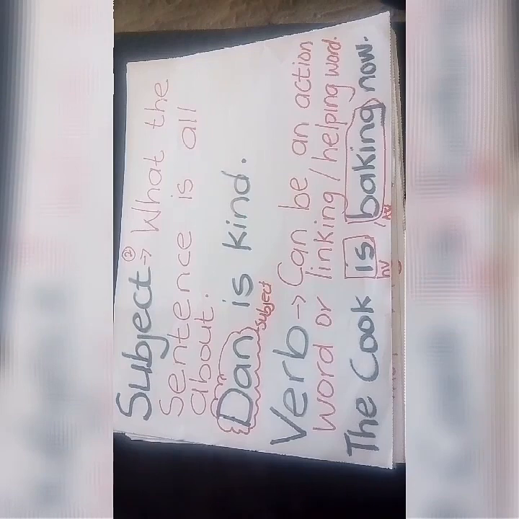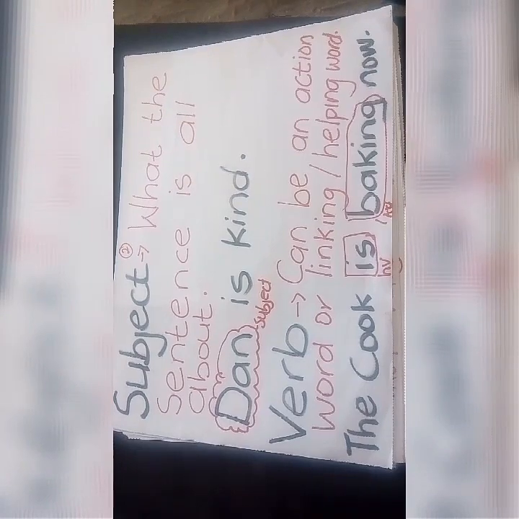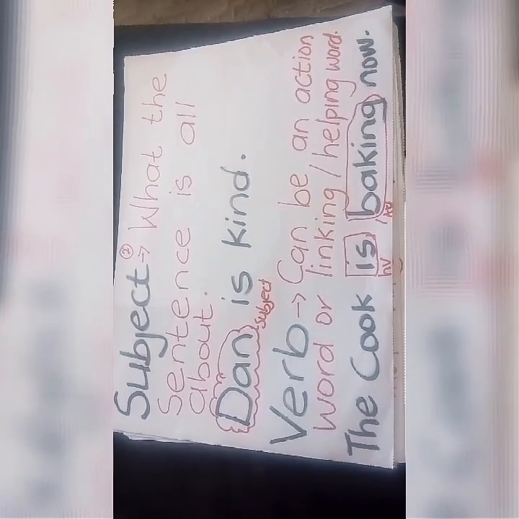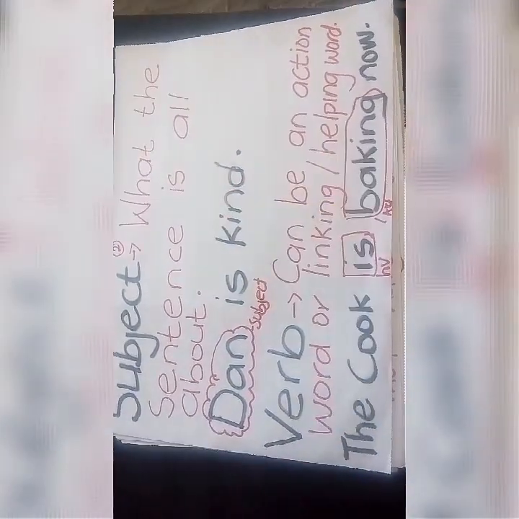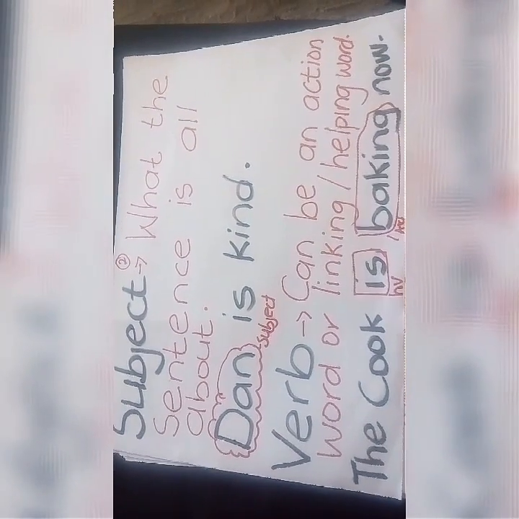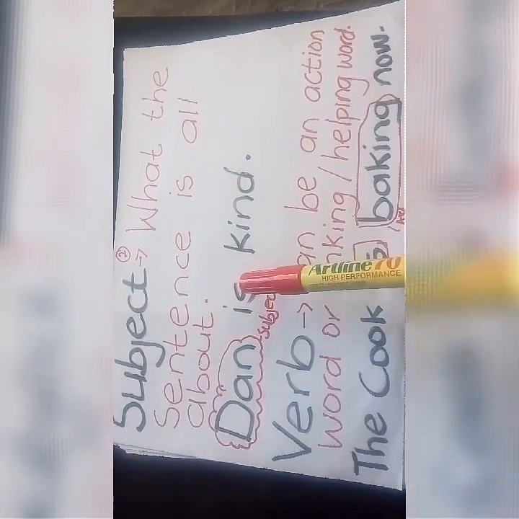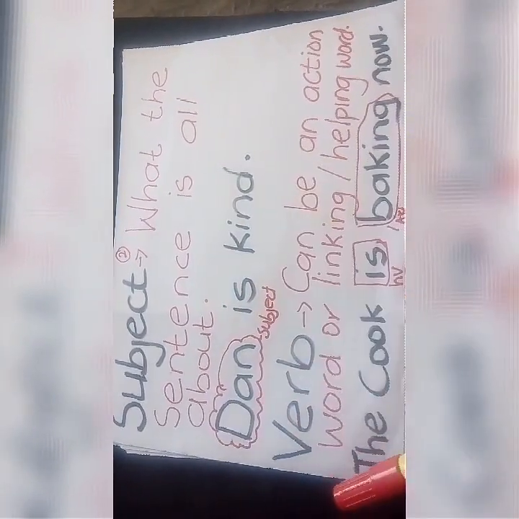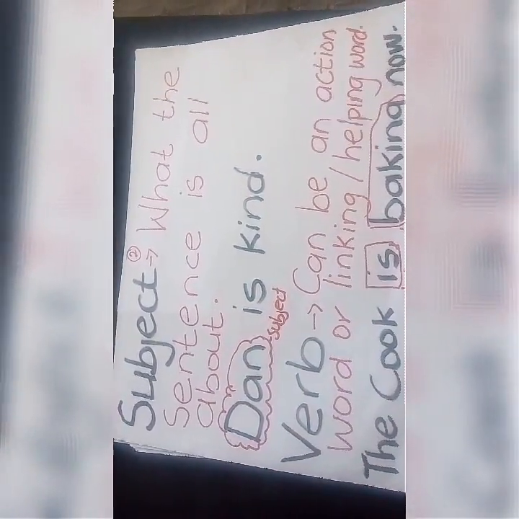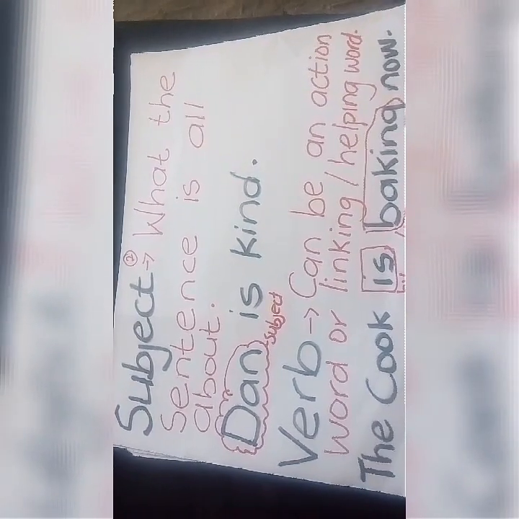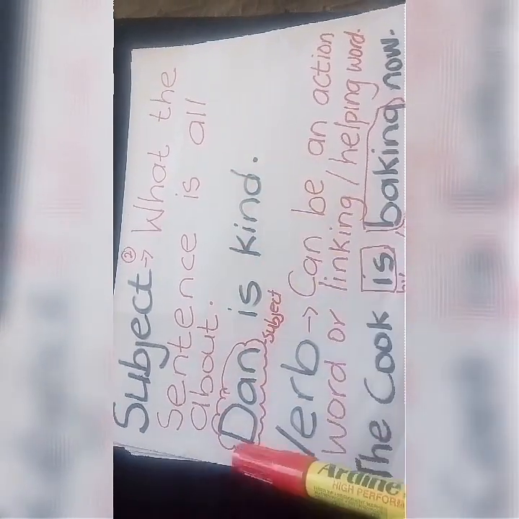A subject of a sentence is what the sentence is all about. What is your sentence talking about? That is your subject. For instance, Dan is kind. In this sentence, your subject is Dan, because the whole sentence is all about Dan. You cannot have a sentence starting with "is kind." Who is kind? You have to have a subject, and in our case here, our subject is Dan. We are saying that Concord is an agreement between a subject and a verb. Now you know what a subject is. It's what the sentence is all about.